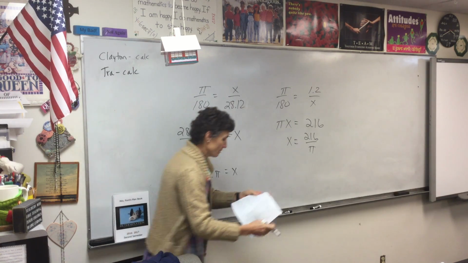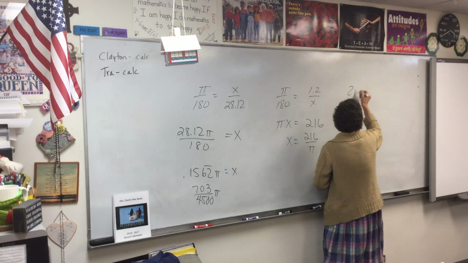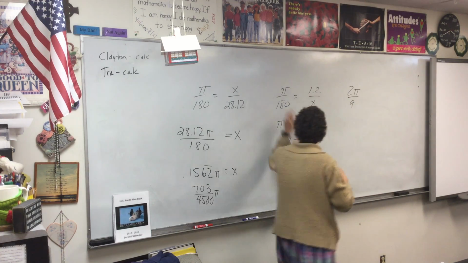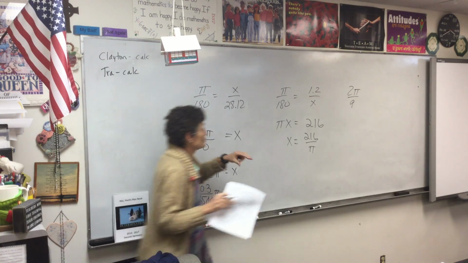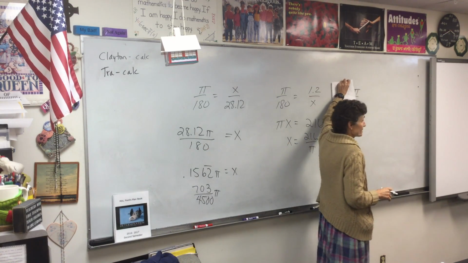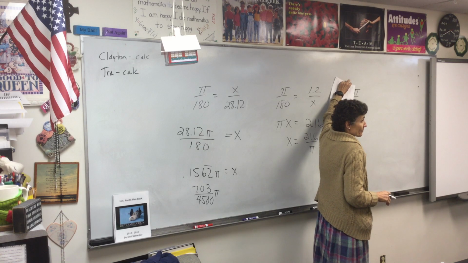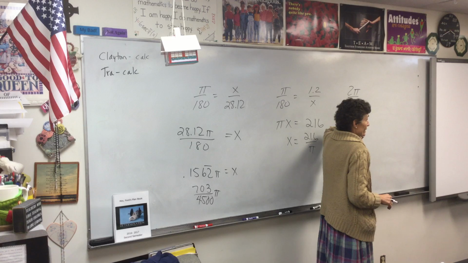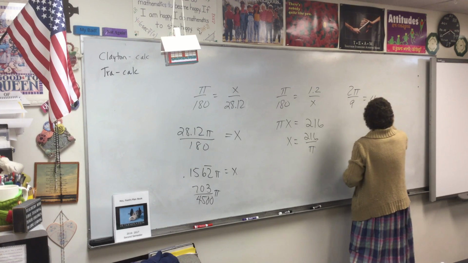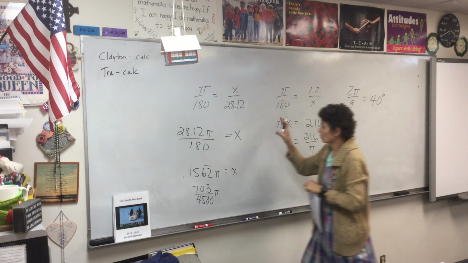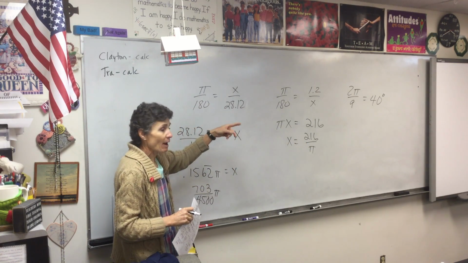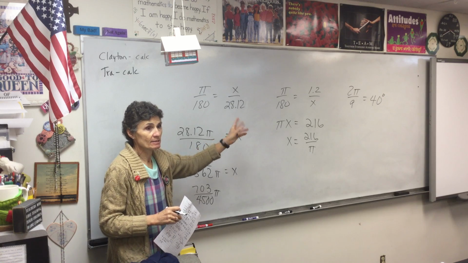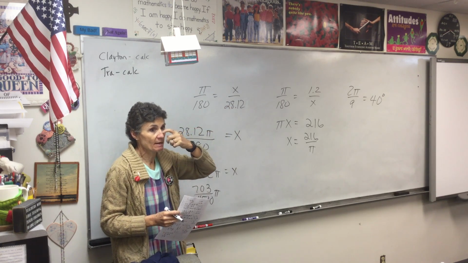And then one more. Oh, this one's easy. 2 pi over 9. You could go through this process, right? But you don't really need to, because we know pi is 180 divided by 9 is 20 times 2 is 40. So if you want to go through the process, you're going to get 40, but that one you can shortcut easily because there's a pi in it, and you know pi is the same as 180.